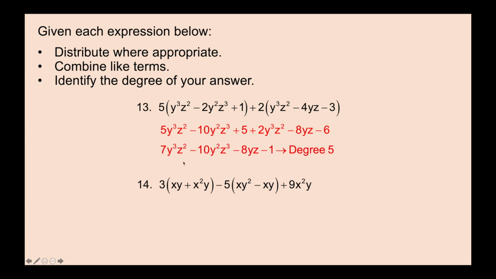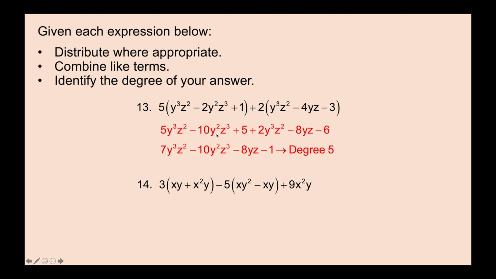As I combine those two, I'm going to get 7y to the third z squared. So these two are out. Now, when I look beyond that, I'm going to next want to look at y squared. And there's only one term that includes a y squared in it, and that's going to be this negative 10y squared z to the third.